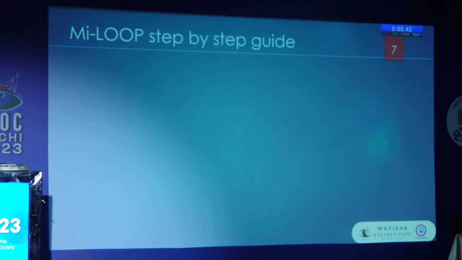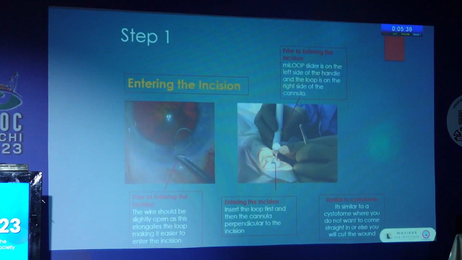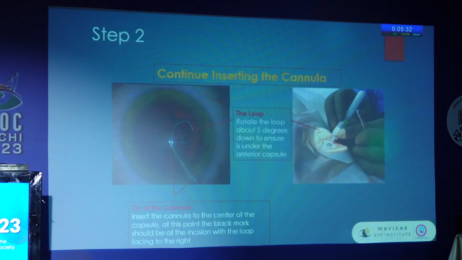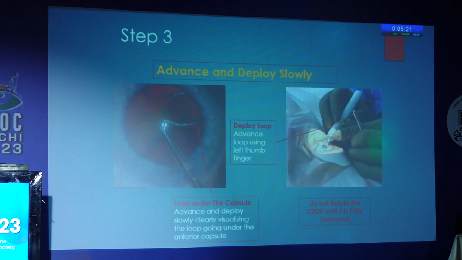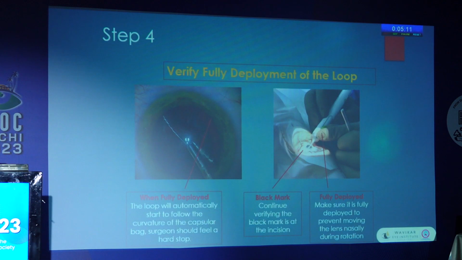Now let us look at the step-by-step guide. First of all, entry. We have to lay it flat while introducing into the anterior chamber. Take it to one side. If you are a right-handed surgeon, take it to the right side slightly and start expanding. Let it expand under the capsule. As it goes under the capsule, go in slow steps, so that you allow it to expand under the nucleus.